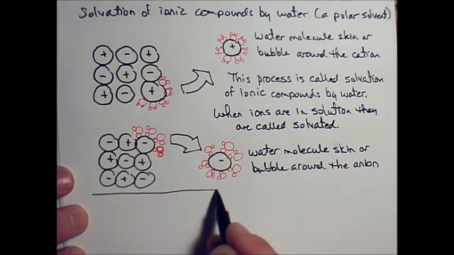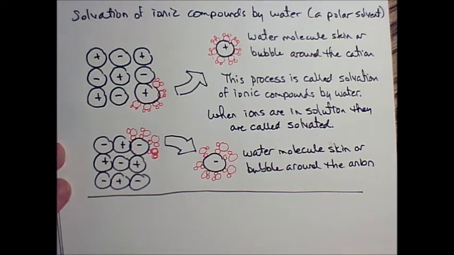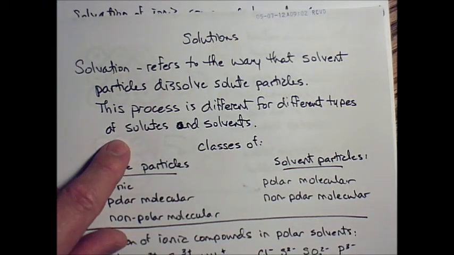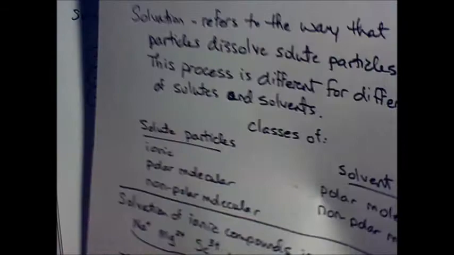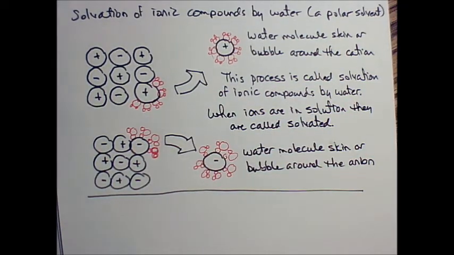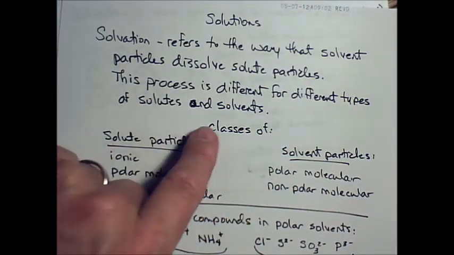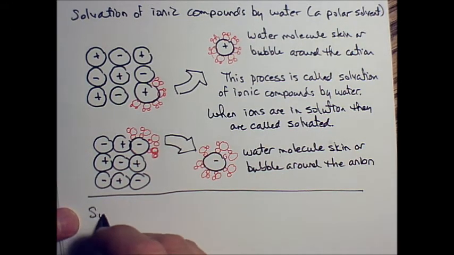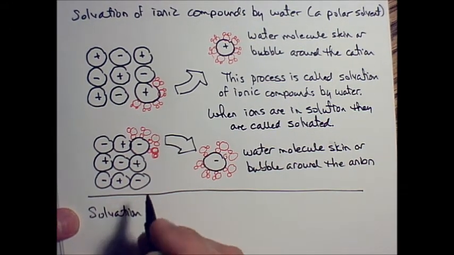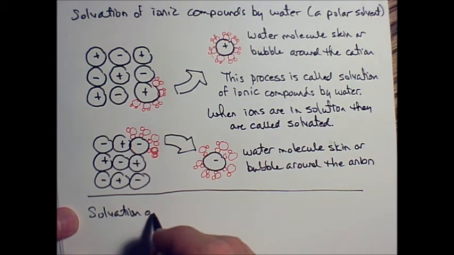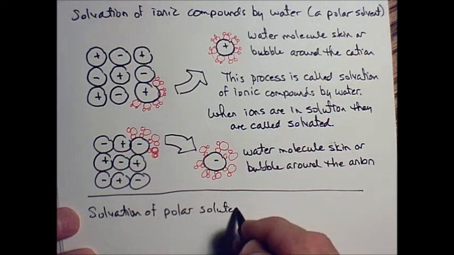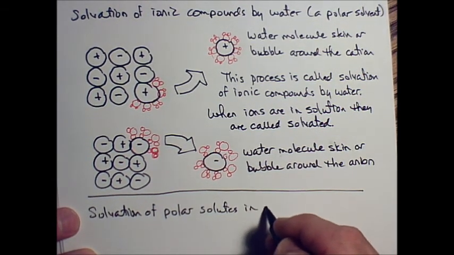So this is the process of solvation of ionic compounds by water. Okay. Remember, I said that the solvation process is different for different kinds of solutes and solvents. Okay? Different for different kinds of solutes and solvents. So what we're going to look at now is solvation of polar solutes and polar solvents.